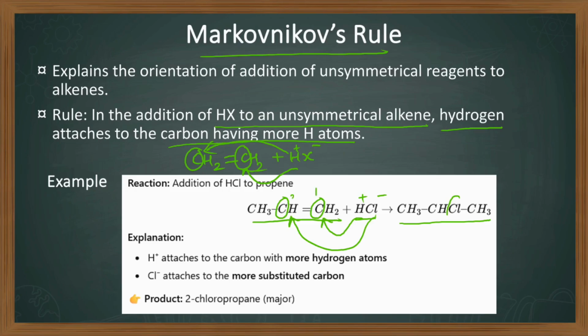See, if I number the carbons 1, 2, 3, hydrogen attaches to the first carbon and chlorine attaches to the second carbon. This is given by Markovnikov's rule. So 2-chloropropane will be the product. Don't ever write this other product. It is wrong. It may be formed in minor amounts, however, the major product will be 2-chloropropane.